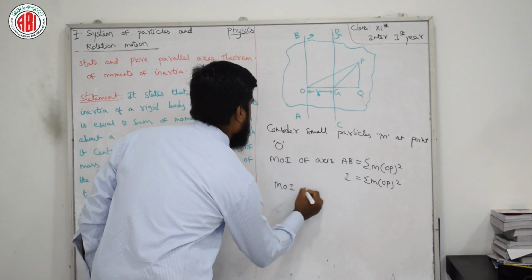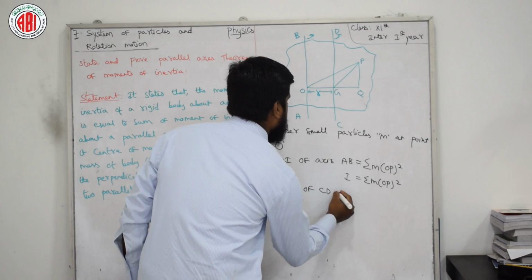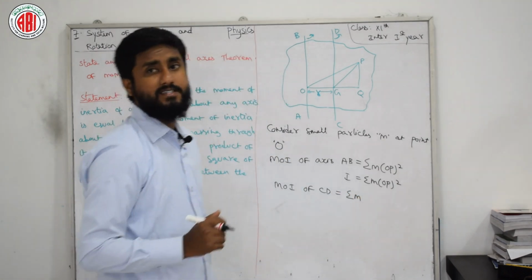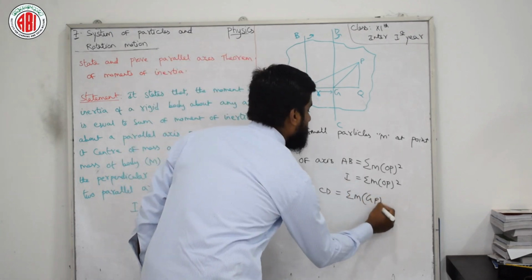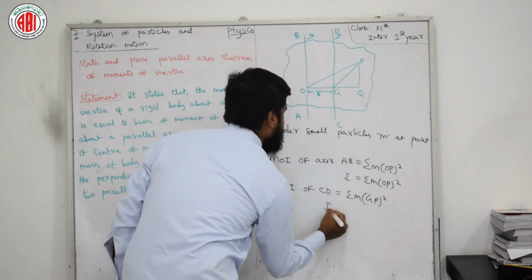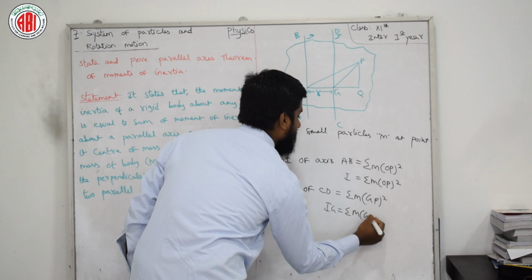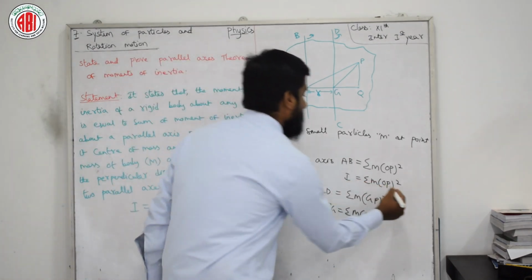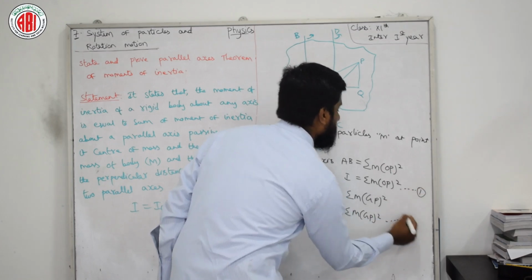The moment of inertia of CD is equal to sigma m as it is, because the mass does not change, and here it will be GP square. So I can write this as Ig is equal to sigma m GP square. Now we will give some equation numbers: this is equation number 1, and this is equation number 2.